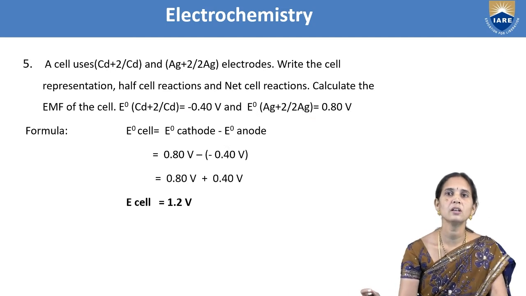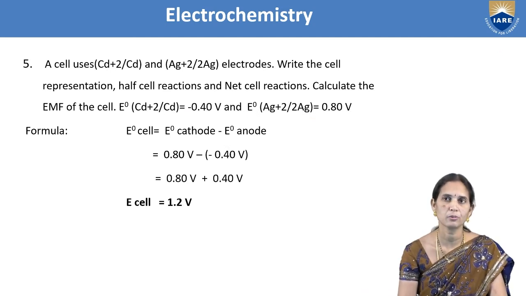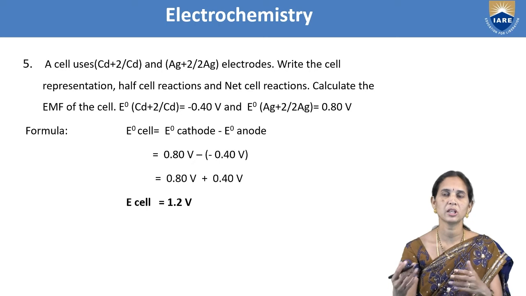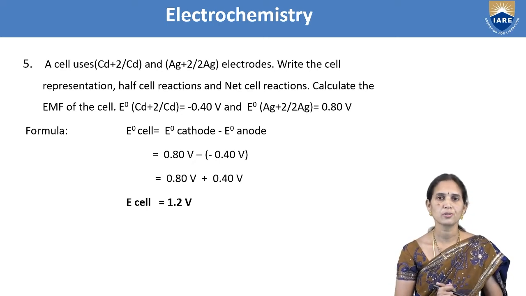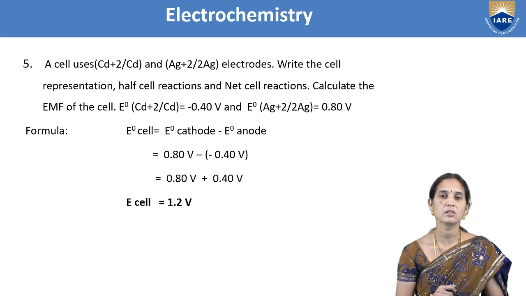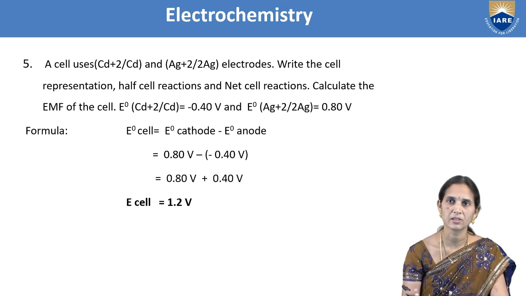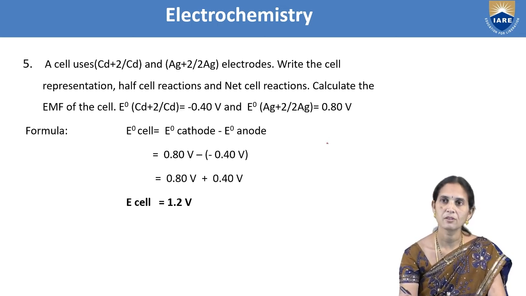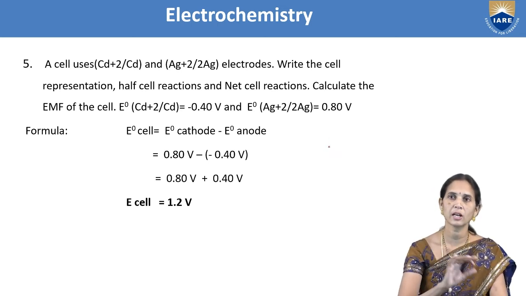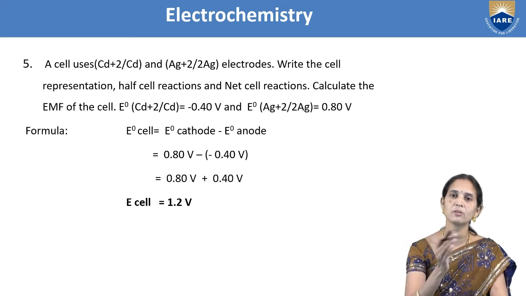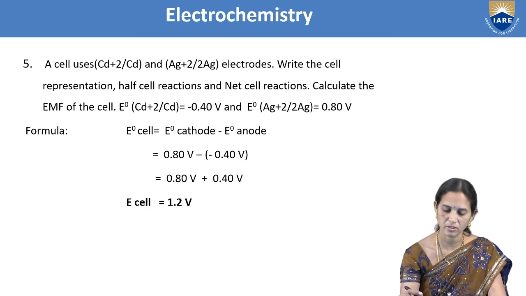So next, a cell uses a cadmium electrode and a silver electrode, with respect to their electrolytic solutions. Write the cell representation, half cell reactions and net cell reaction. Calculate the EMF of the cell. So for this cell also we have to write the cell reaction. First we will write the half cell reactions. Comparing cadmium and silver electrodes, the cadmium electrode will undergo oxidation and the silver electrode will undergo reduction.